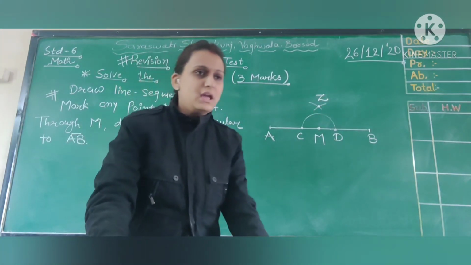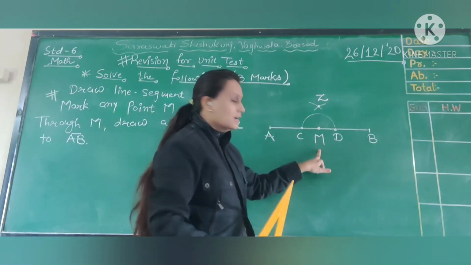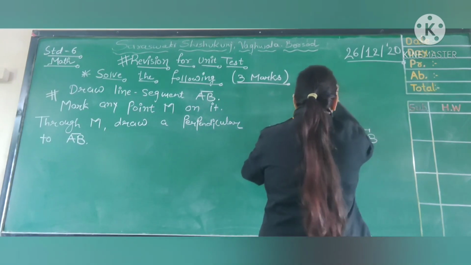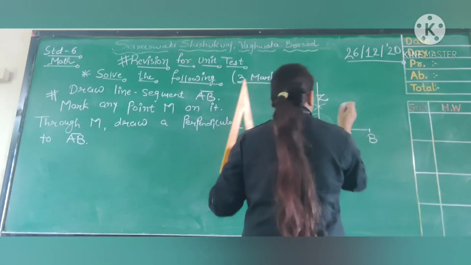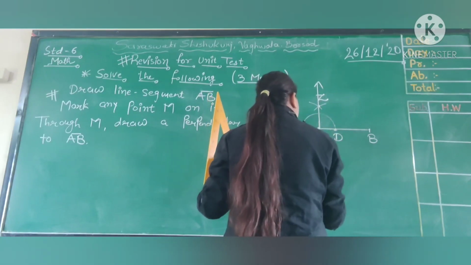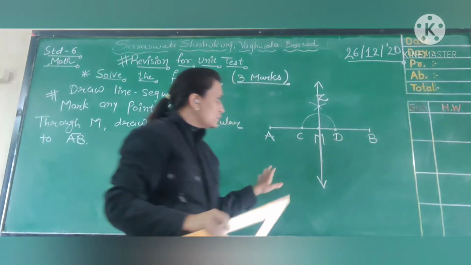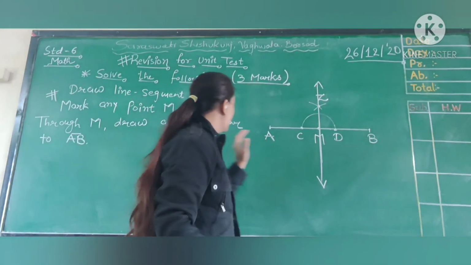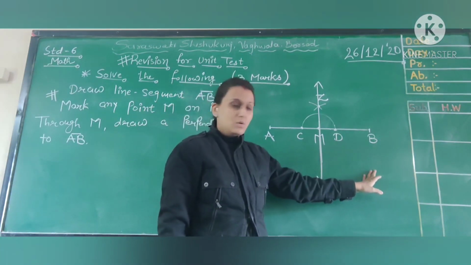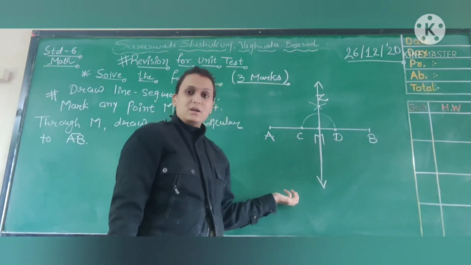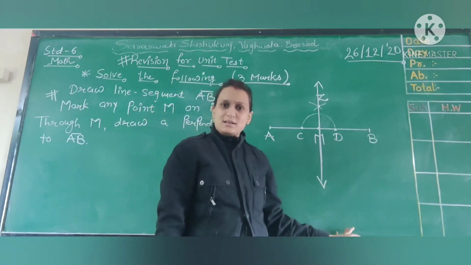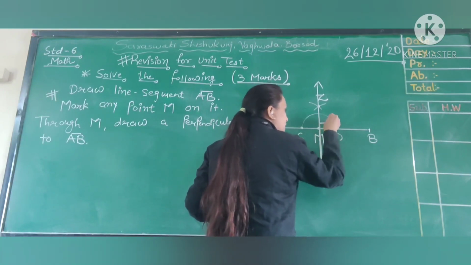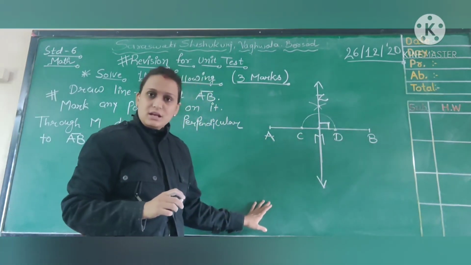Now for the perpendicular we have to join Z and M. With the help of a scale you have to join these 2 points. Now you can see one perpendicular line. This is the perpendicular line of AB. In this way you can draw the perpendicular line for any line segment. A perpendicular always makes a 90-degree angle.